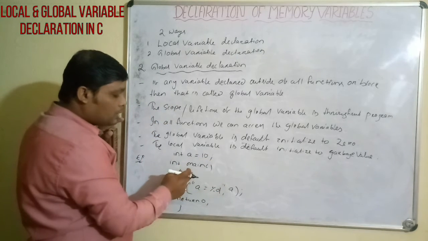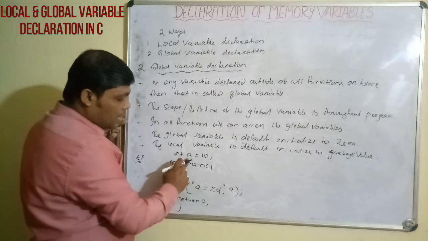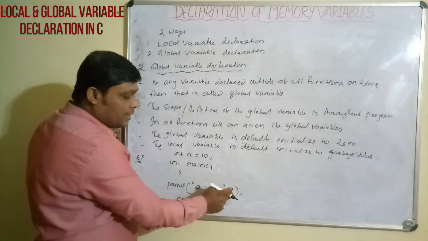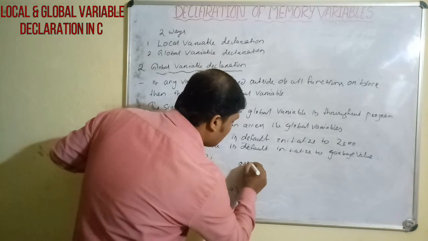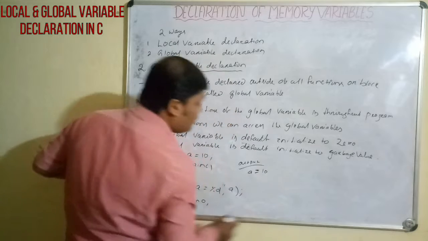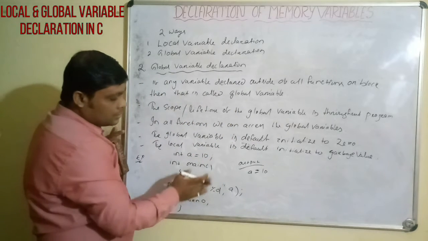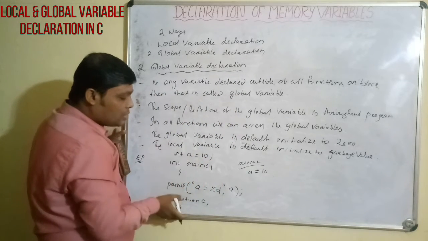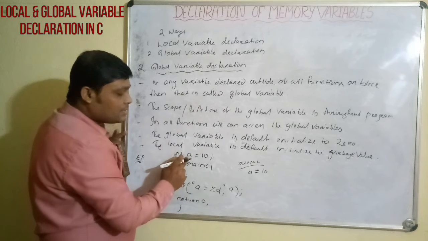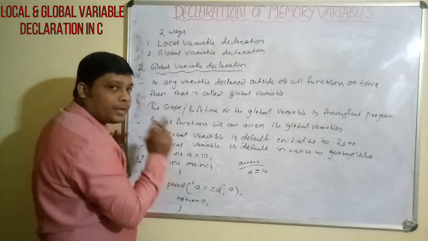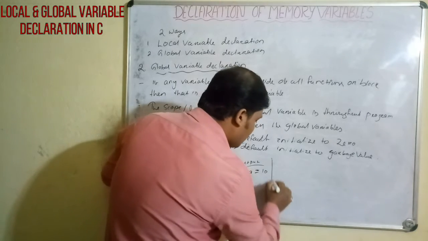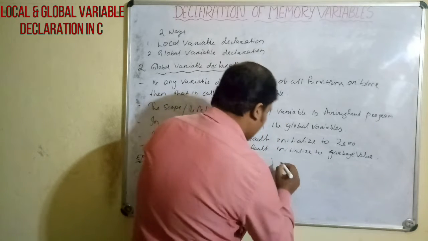Then what will be the output of this code? Obviously I have taken the value of a as 10, then printf a equal to percentile d, a. It will print, what? Output will be a equal to 10. Clear? Because this is the global variable. It is outside all functions or blocks. So in all functions I can access this variable a.